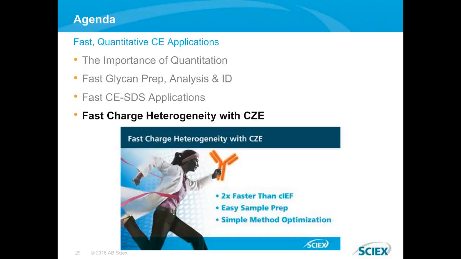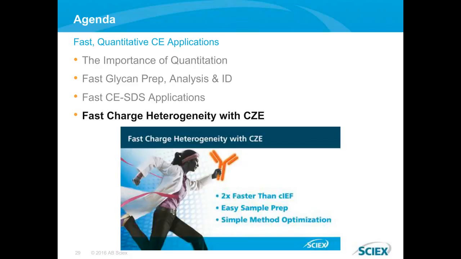The last section I want to touch on briefly is charge heterogeneity with capillary zone electrophoresis, or CZE. It can be 2 times faster than our CIF method, and with very, very easy sample prep. As you see, we basically just dilute in water, and simple method optimization. You don't have to worry about all the ampholytes and things that come with CIF. So I think we've got another poll here just to ask about how you do charge heterogeneity analyses today.